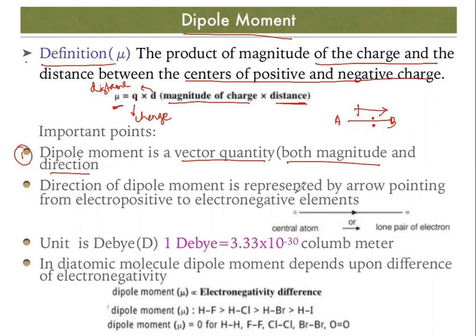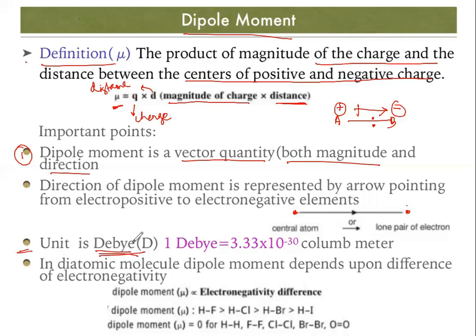The direction of dipole moment is represented by an arrow pointing from the positive to the electronegative atom. This is positive and this is negative, so the direction is always from positive to negative. Why negative? Because B is more electronegative, so it is going to pull the electron pair from A. That's why the direction is always from positive to negative. In this picture, this one is the center atom and this is the lone pair, so the direction is from the center atom to the lone pair. If a lone pair is present and a more electronegative atom is there, it will follow the same rule, from positive to negative.